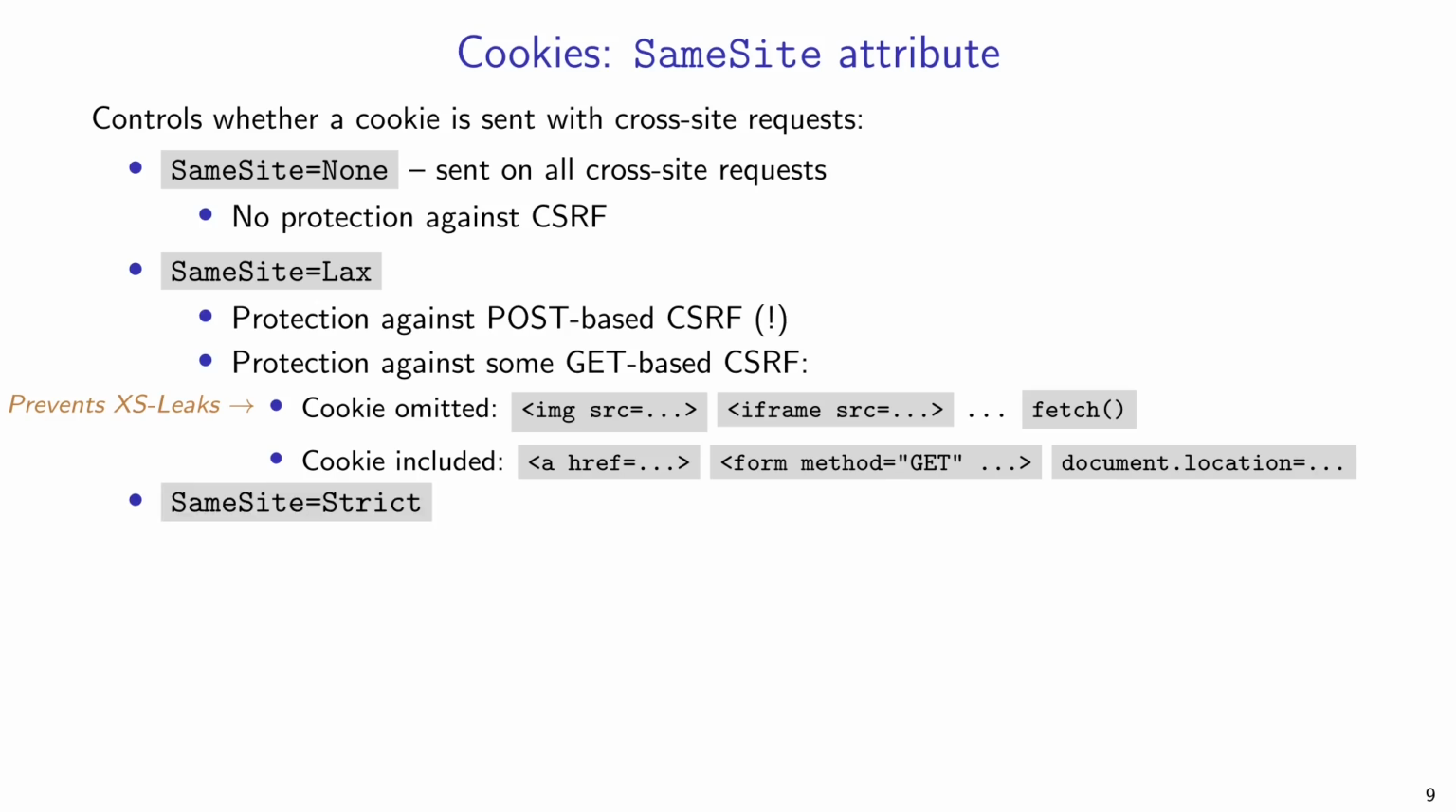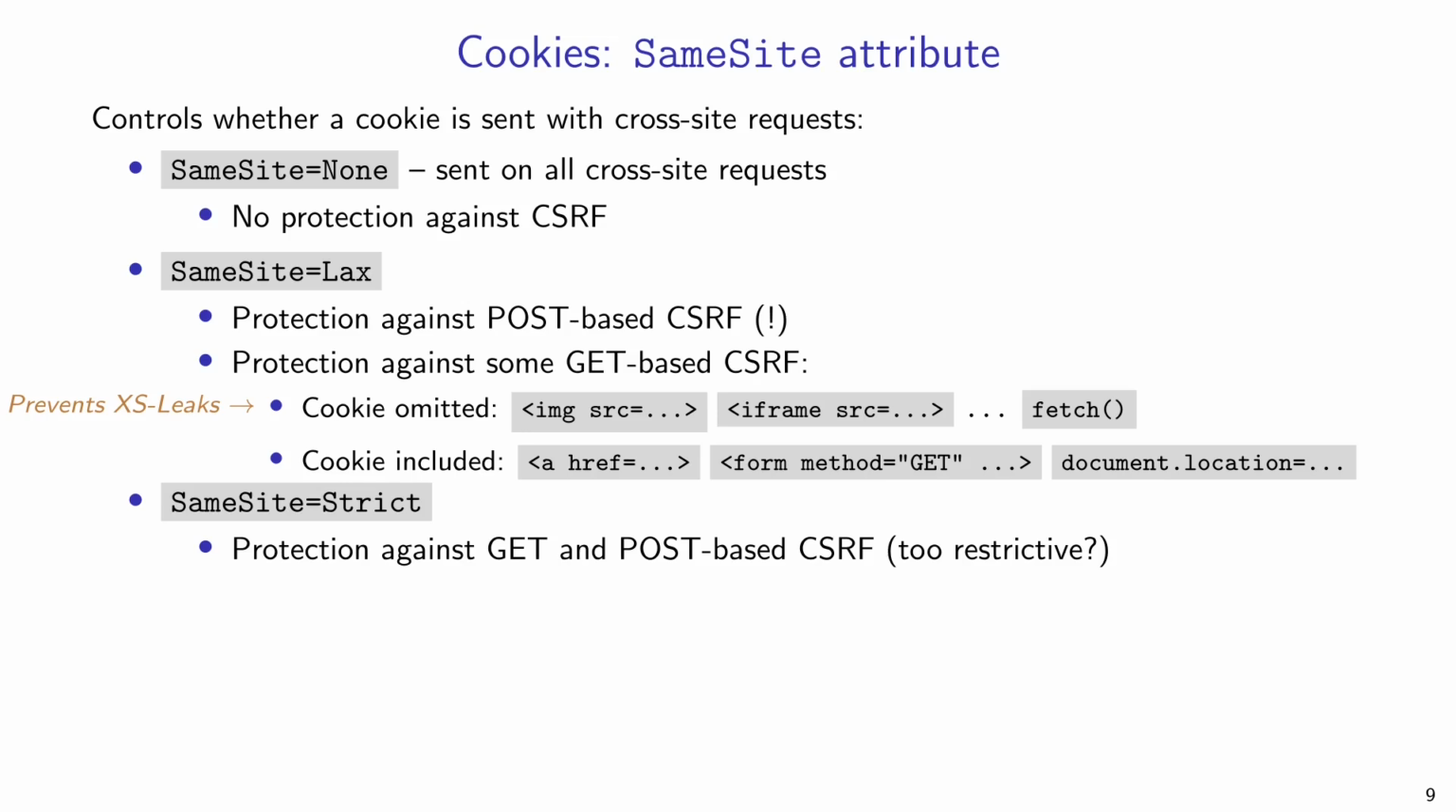Now, SameSite equals strict is the most strict setting, as it provides protection against both GET and POST-based CSRF, as the cookie will not be included in any cross-site requests. But here the question is whether this is not already too restrictive, because what the strict setting means is that basically the only case when the cookie will be sent is when a user types in the URL in the address bar and presses enter. So if we would try to access a website by clicking on a link present in some other website, the browser would open the website, but the website would behave as if we have logged out.